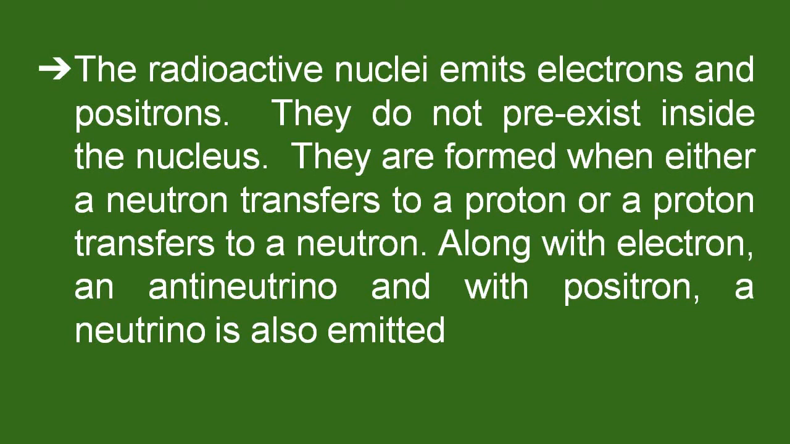They are: the radioactive nuclei emit electrons and positrons. They do not pre-exist inside the nucleus. They are formed when either a neutron transfers into a proton or a proton transfers into a neutron. Along with the electron, an antineutrino, and with the positron, a neutrino is also emitted.